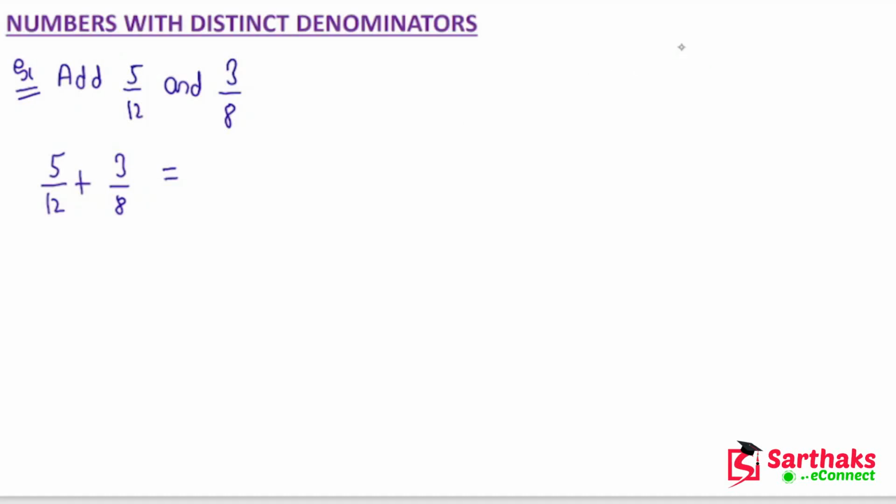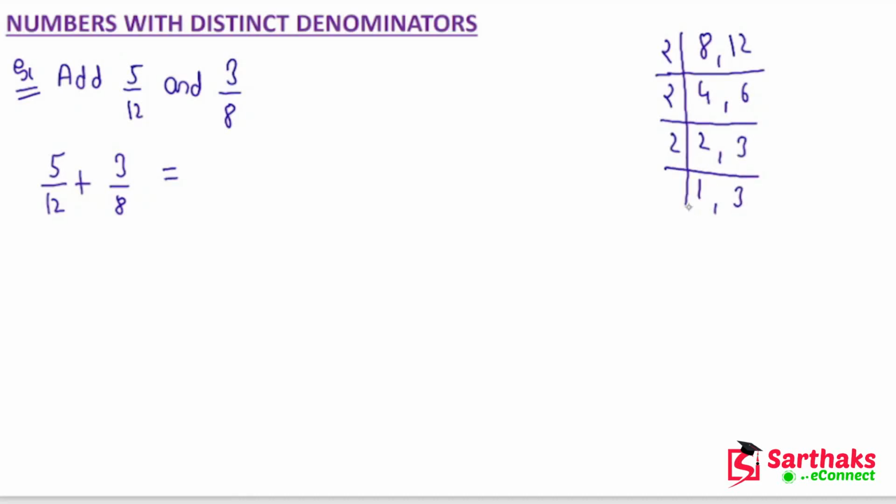So let us take the LCM of 8 and 12. With the help of prime factorization method, we will divide both of them by 2. We will get 4, 6. Again, we will divide them both by 2. We will get 2, 3. Again, we will divide them by 2. Now this has become 1, but this is still 3. And now we will again divide by 3 and we will get 1, 1. So this is the method in which we will calculate the LCM. We have to divide all the numbers whose LCM we are calculating till the time they become 1.